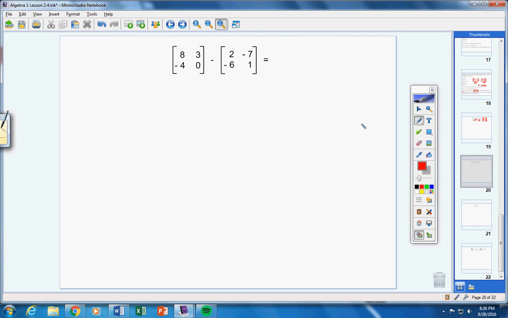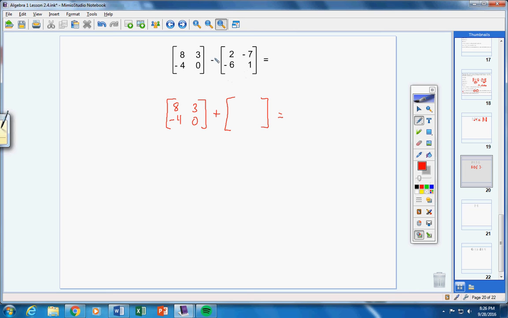So I would like to recommend whenever you're subtracting matrices, I would recommend that you change the minus sign to a plus sign. See this? I would change it to a plus sign. Well, Mr. Earhart, are you allowed to do that? Yes, you're allowed to do that as long as you go through here and change all the signs.